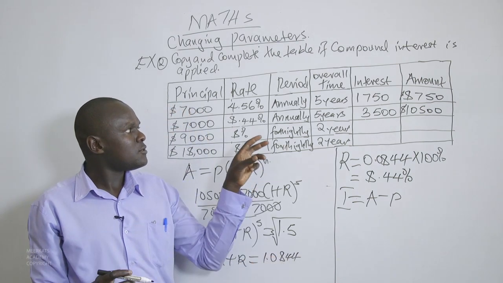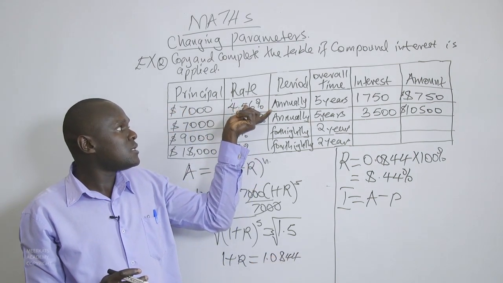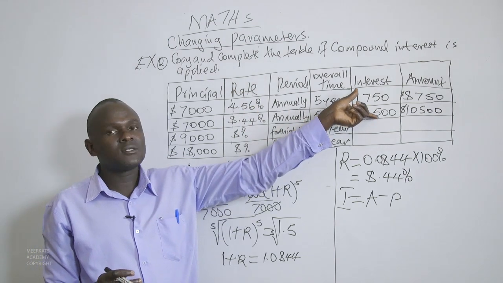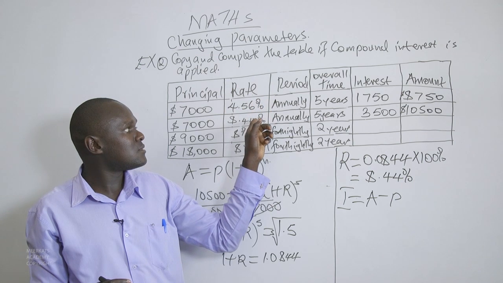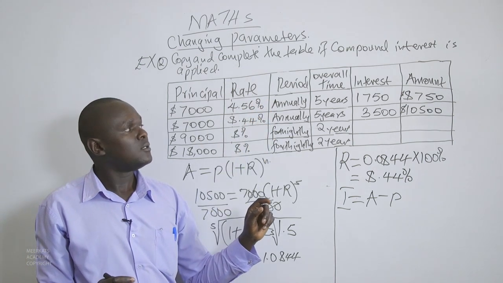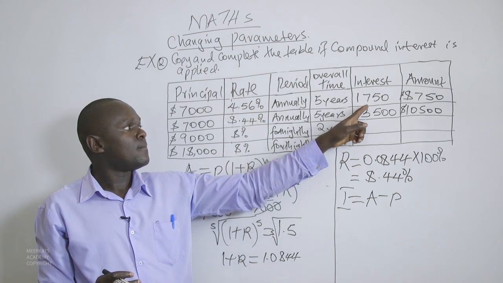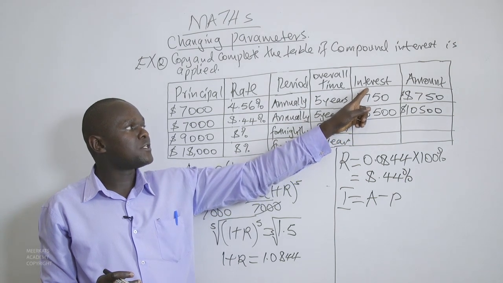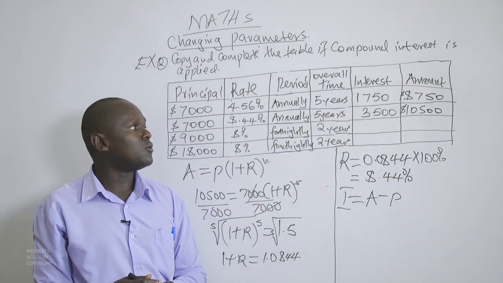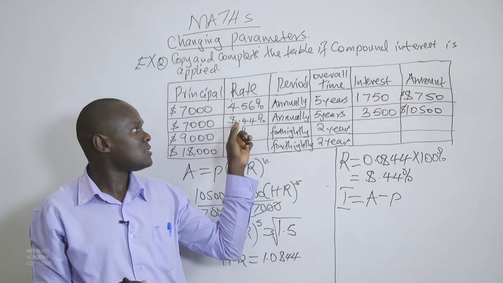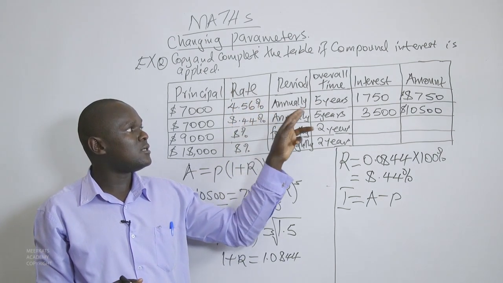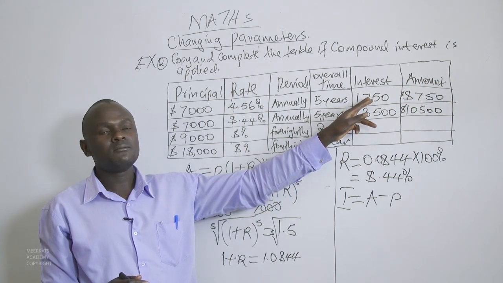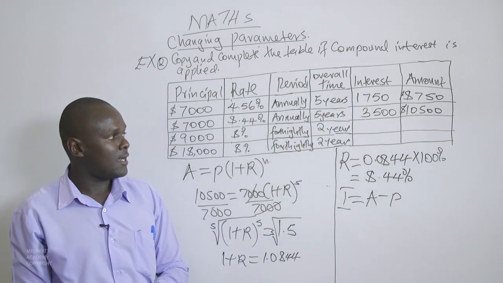So when you look at the change in the interest rate and the interest obtained, you will discover that when the interest rate is doubled, the interest obtained is also doubled. This is 4.56%, this is 8.44%. So it is like the rates have doubled, and the interest has doubled as well.